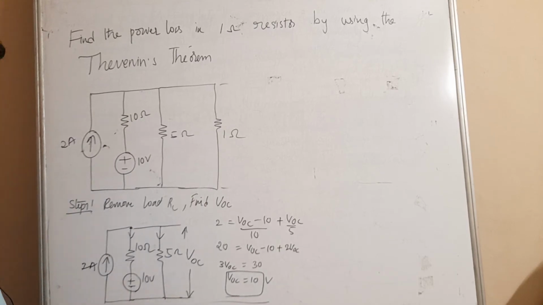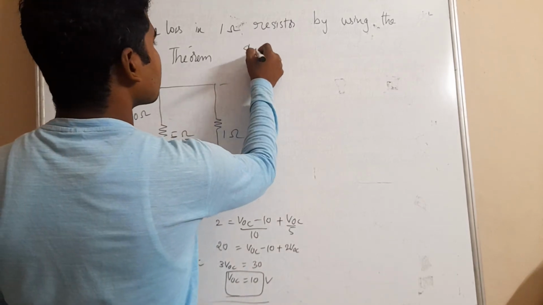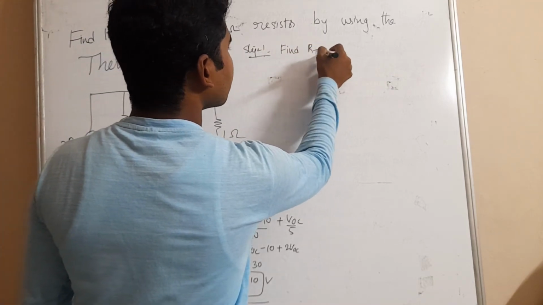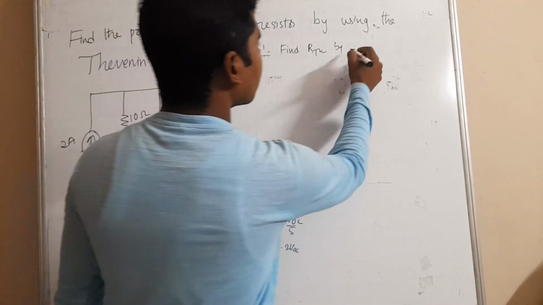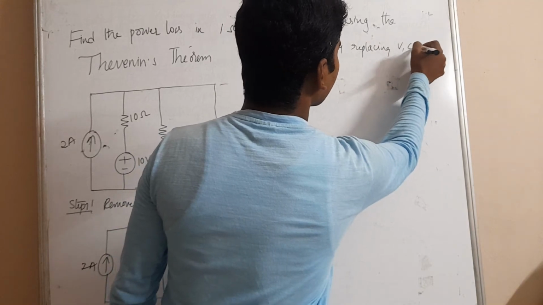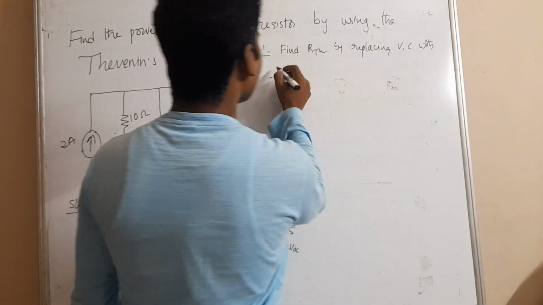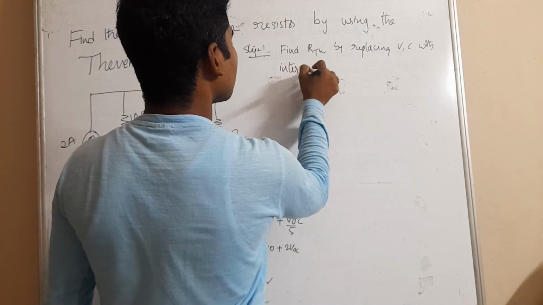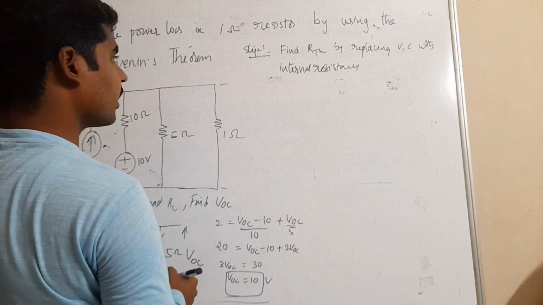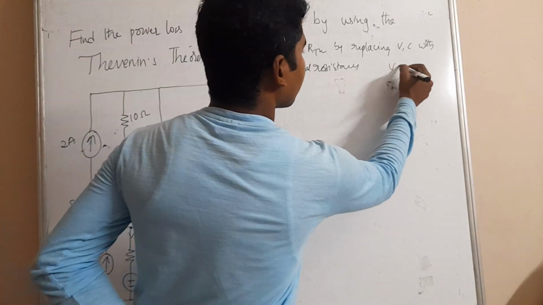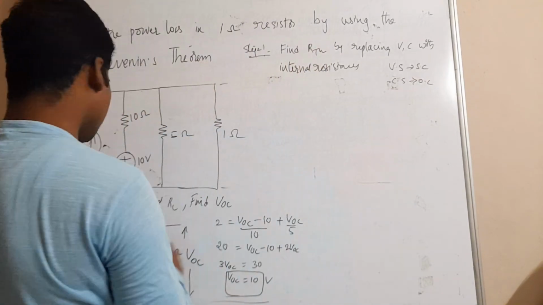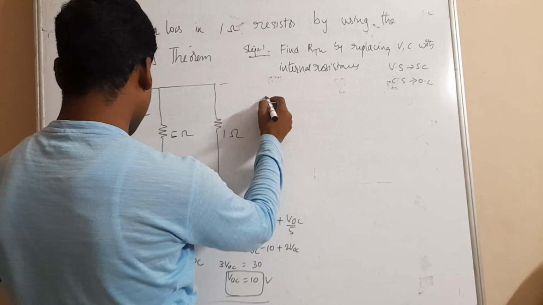Now we have to find out step number 2. Step number 2 is nothing but find RTH by replacing voltage and current sources with internal resistances. So if you are replacing the corresponding internal resistance, the voltage source is a short circuit, and the current source is an open circuit. So by using that, what is the value? Here the current source is replaced with the open circuit.